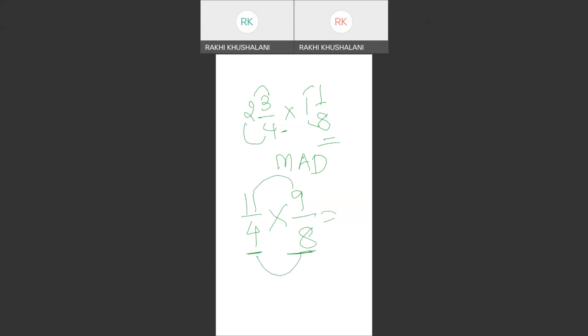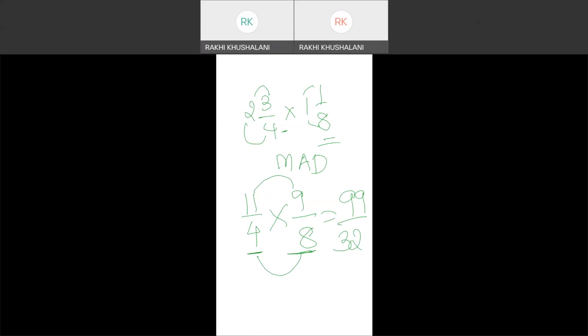Okay, so again, now we are left with no choice. 11 into 9 is 99 and 4 into 8 is 32. This is a big fraction, but still it is in its reduced and the lowest form because there is no common factor between the two. Now let's look at some more questions. Let's go in for addition of fractions.